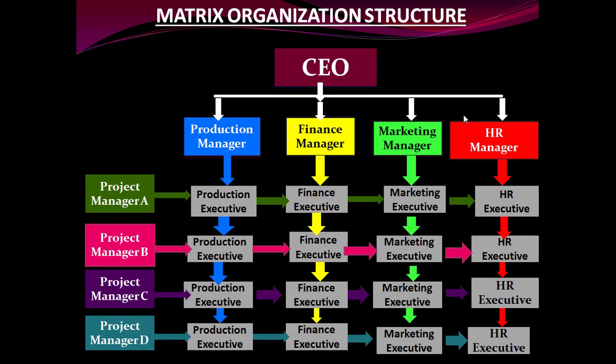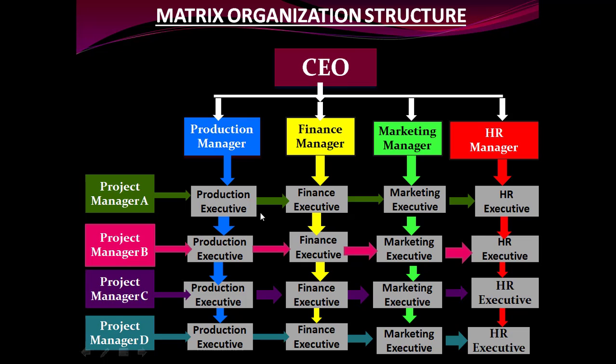Now this is a diagrammatic representation of the matrix organizational structure. Here at the top management is the CEO. Now production, finance, marketing and HR, these are the departments, and the departmental managers are here, right? And they all have authority over the employees who are working on projects, right? And the projects here are project A, project B, project C and project D, which are headed by the project manager. Now an employee who is working under a project, for project A, right?